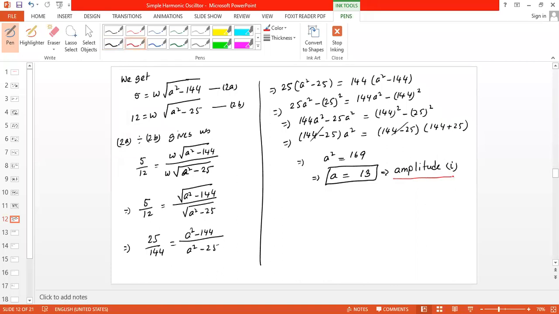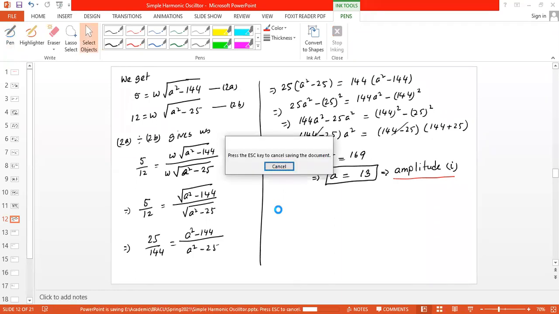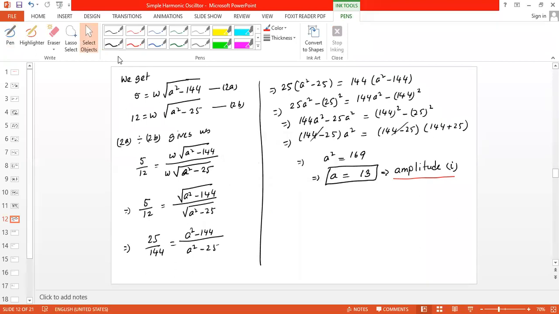And then we have to do part 2. In part 2, they are asking us to find the value of frequency f. Once we know omega, we know omega equal to 2 pi f. So if you put the value of a into this equation and solve, this will give us the value of omega, and from here we can easily find the value of f. So this is what we will do now.